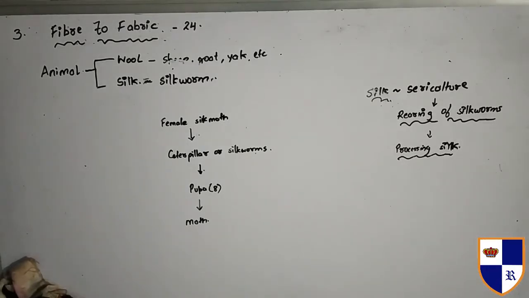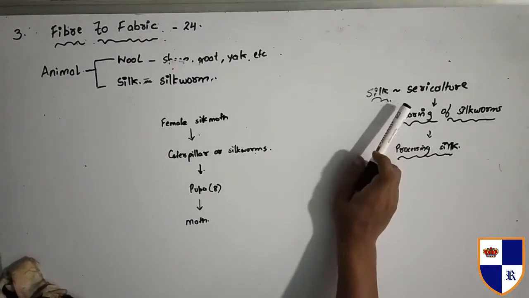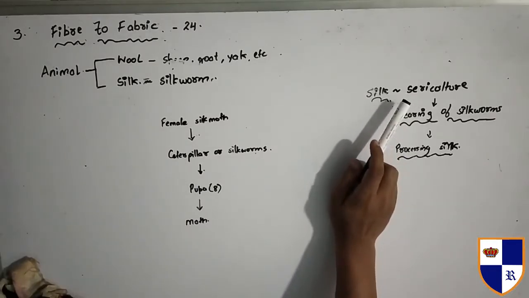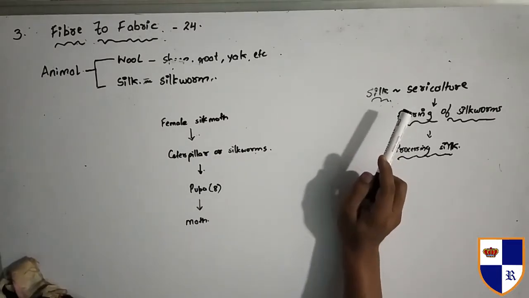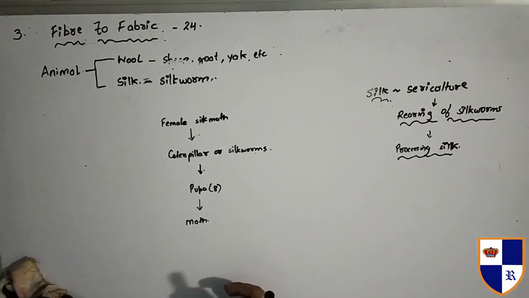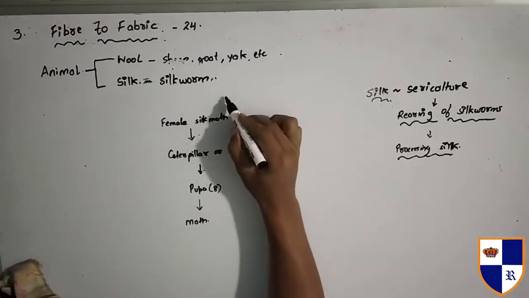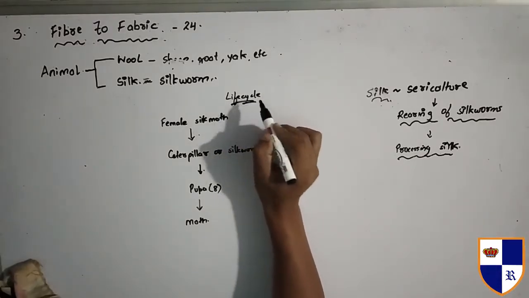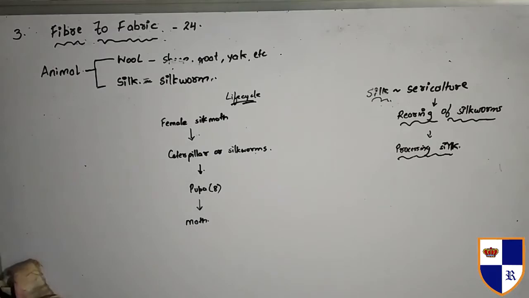Like we said, the process of rearing silkworm for obtaining silk is known as sericulture. Before we study the processing of silk from silkworm, let us see the life cycle of the silkworm. We can also call it the life history of the silk moth.